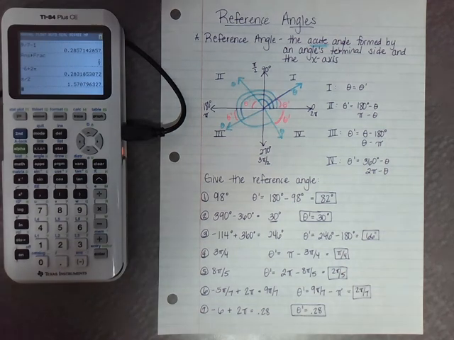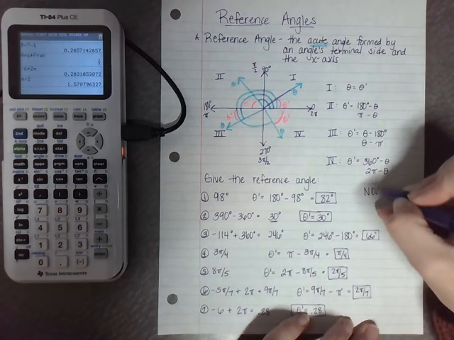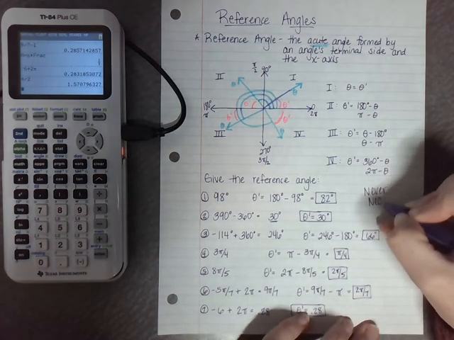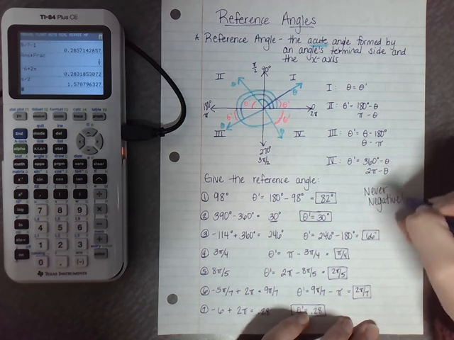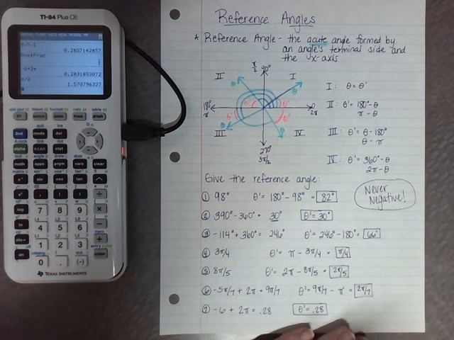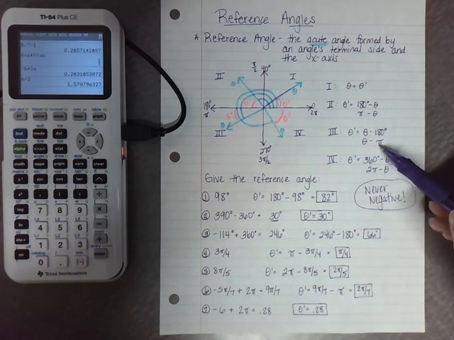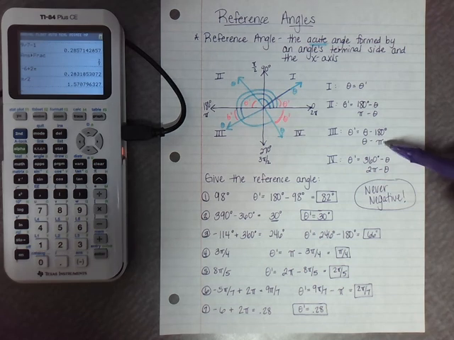One thing I want to mention also about reference angles is they are never negative. So if you're doing a reference angle problem and you get a negative answer, you very well could have subtracted in the wrong order. For example, right here, if I did pi minus theta instead of theta minus pi, I would get the right numerical answer, but I would have the wrong sign on it. So always make sure you're subtracting large minus small.